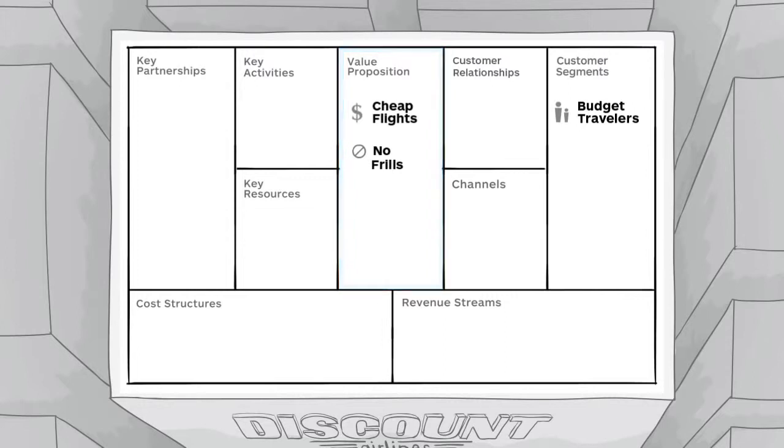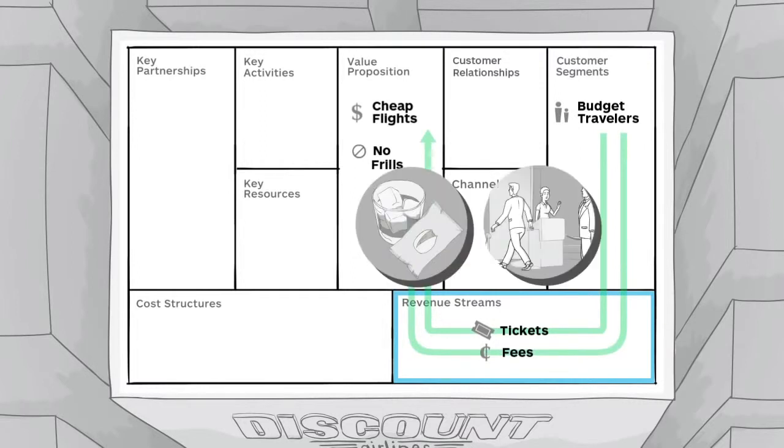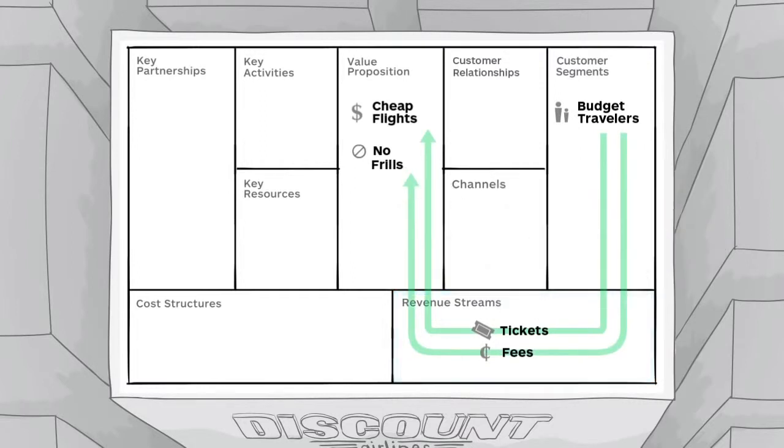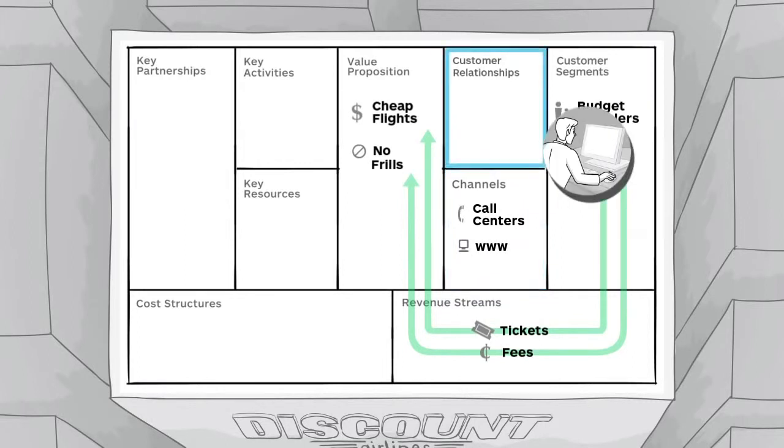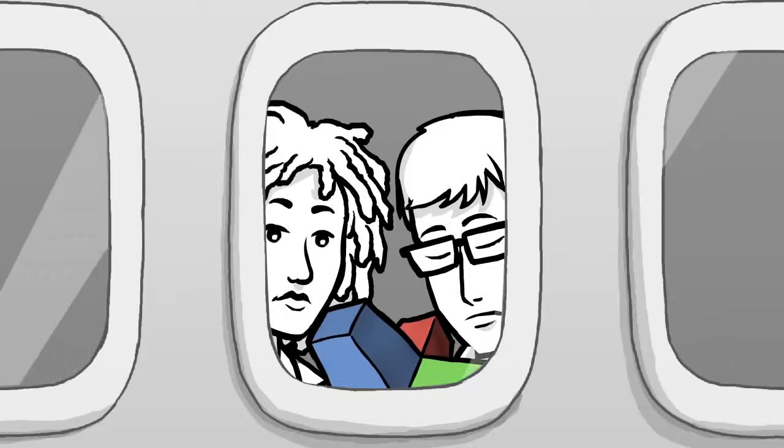And this leads to additional revenue streams, because customers pay for their ticket and additional fees on items like food and drink, priority boarding, and luggage. The airlines save even more money through their choice of channels, selling only through call centers and the internet, making for efficient, if not always convenient, customer relationships that are automated and often impersonal. Okay, that covers the right side of the canvas, the part everyone can see.